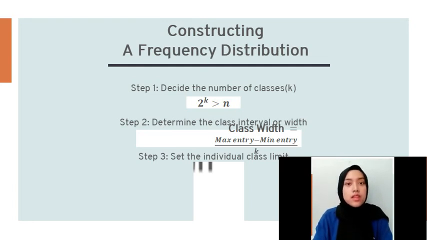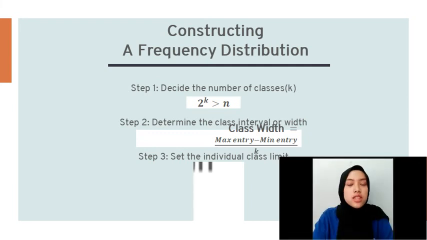And it will be the same thing for the remaining classes. For the upper limit, we subtract 0.1 from the lower limit of the second class, and we got 71.4 for the upper limit of the first class. And then it will be the same for the second class, third class, fourth class, and the sixth class.